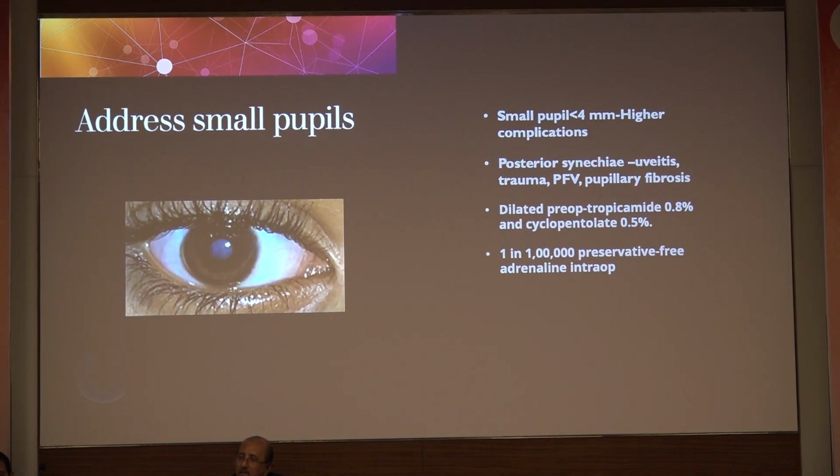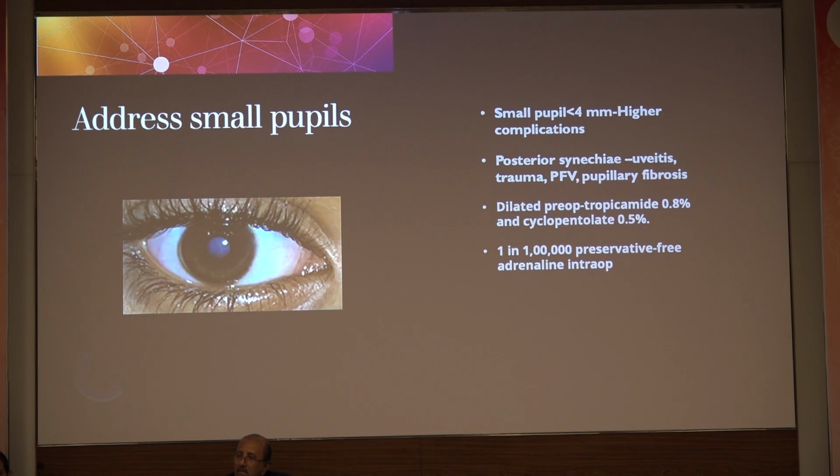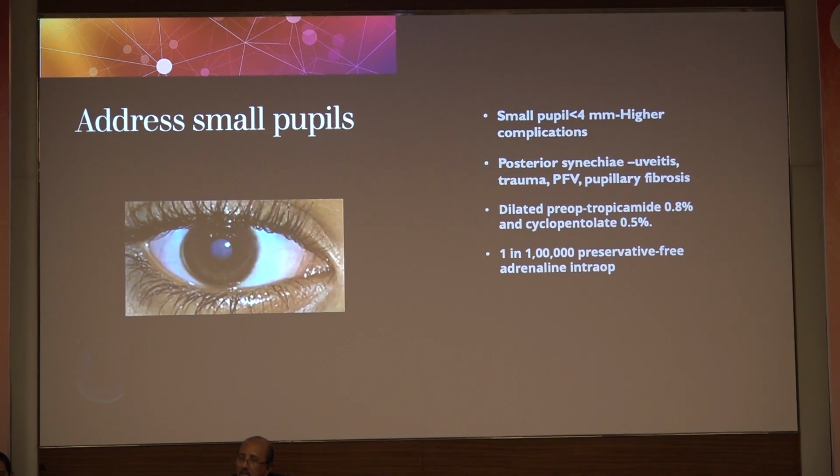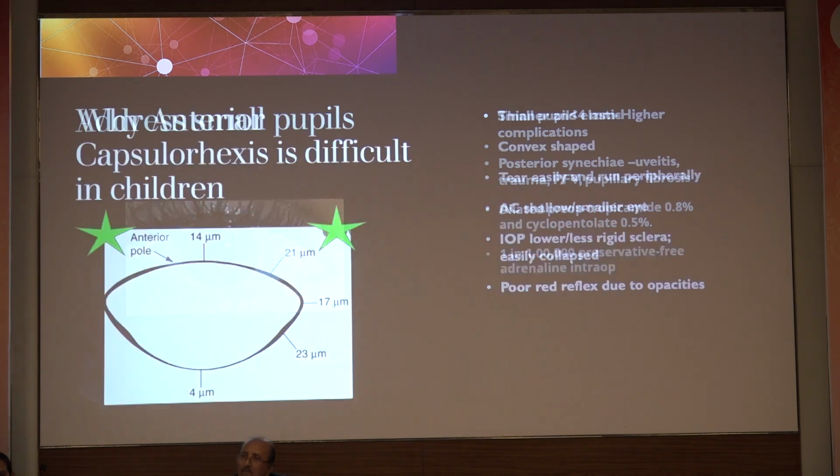Posterior synechiae can be due to uveitic cataracts, traumatic cataracts, persistent fetal vasculature, and pupillary fibrosis. So we dilate the children pre-op with tropicamide 0.8% and cyclopentolate 0.5%. And 1 in 1 lakh preservative-free adrenaline can also be used intra-op, and nowadays we are using phenocaine, which is a combination of tropicamide and lignocaine in order to dilate the pupils of children intra-op.